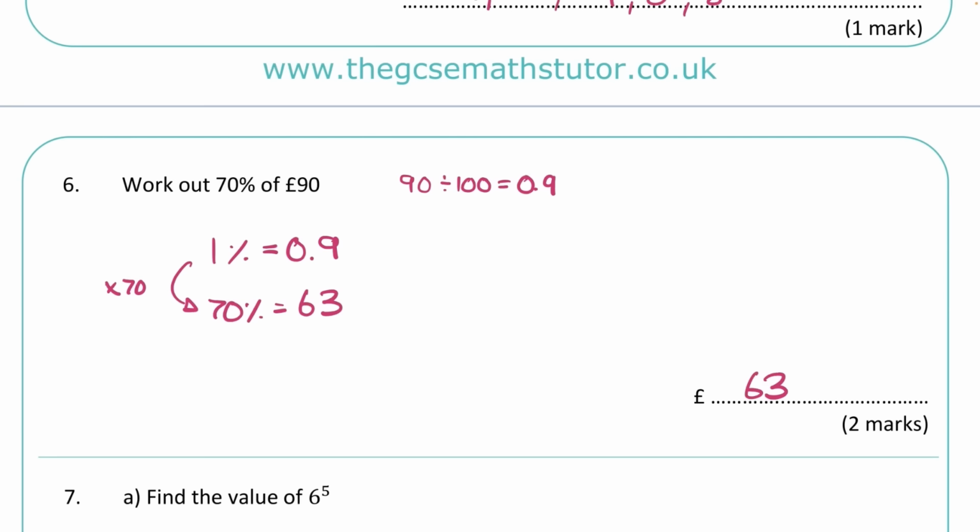Now, of course, you could have just found 10%. 10% of 90 is 9, which would have been a nice way to do it. Even though it's a calculator paper, I do quite like the non-calculator methods. And then just times by 7, and you get 70% is equal to 63. Obviously, that method works really nicely when it's a multiple of 10. However, if it's any other percentage, for example, something like 73%, I do prefer that 1% method, divide by 100 and just times by whatever percentage it is that you're looking for.